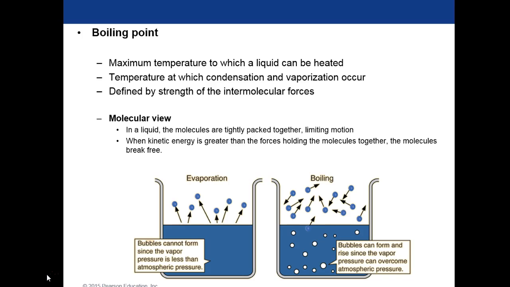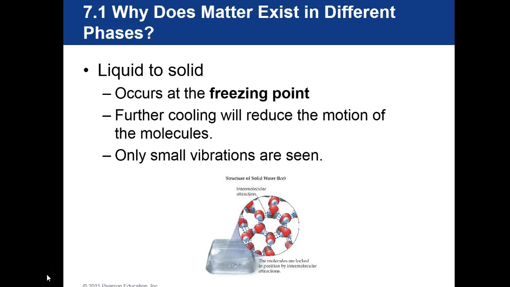I found this little interesting picture below here. With evaporation, did you ever notice that when water starts to boil, you start to get the bubbles in the bottom of the pan? This is why. Well, first it'll evaporate. There's no bubbles, but we still have some evaporation. The bubbles cannot form since the vapor pressure is less than the atmospheric pressure. But when it starts boiling, bubbles can form and rise since the vapor pressure can overcome the atmospheric pressure. I thought that was kind of neat.